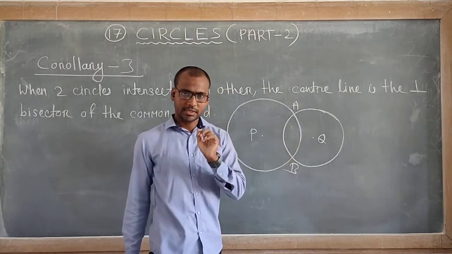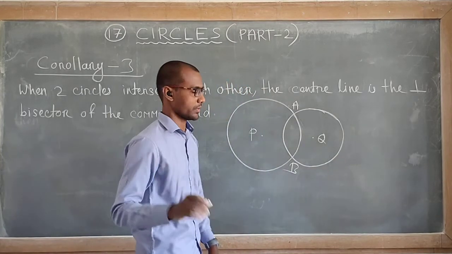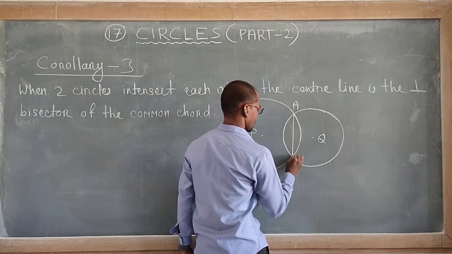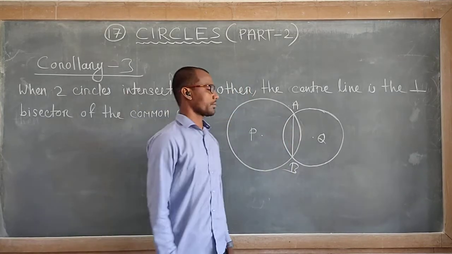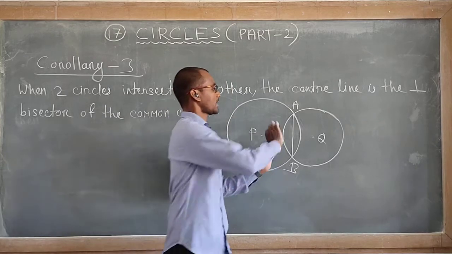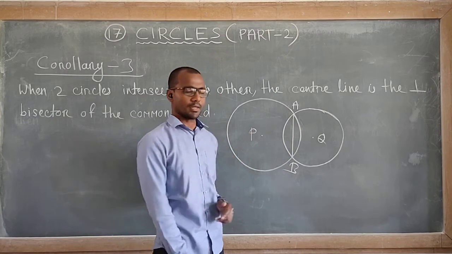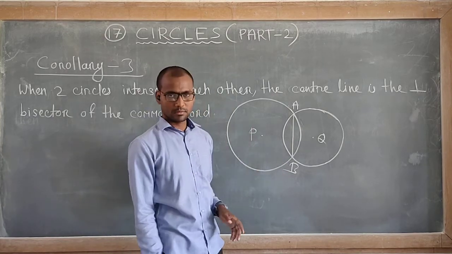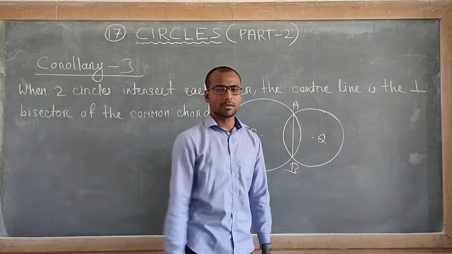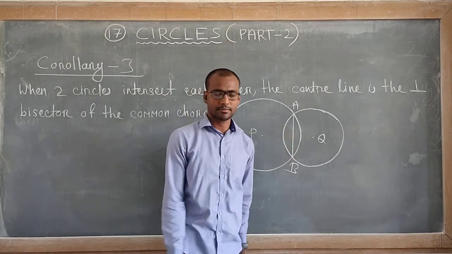P and Q are the centers. First let us join AB. After joining AB, you can see this AB is a chord to both the circles. If you neglect the right circle, this line segment AB is a chord for the left circle. If you neglect the left circle, then the line segment AB is a chord for the right circle. So you can say AB is the common chord. So we are interested in this chord AB.